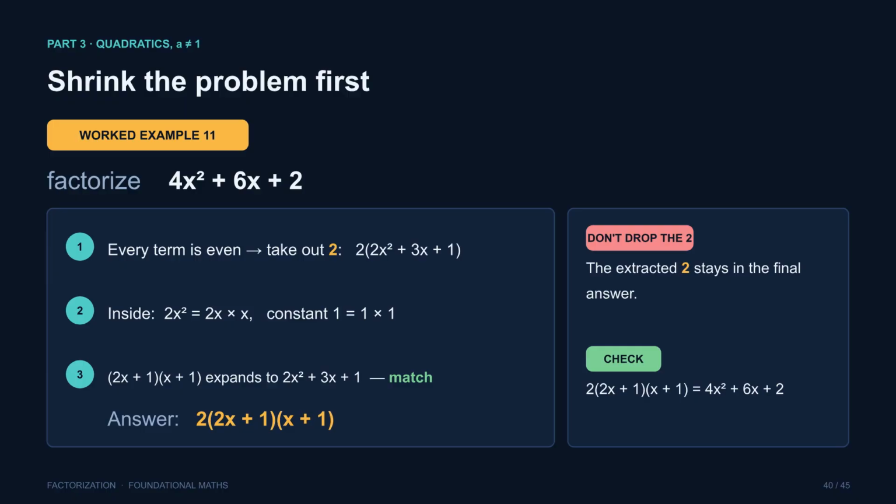Always shrink the problem first. In 4x squared plus 6x plus 2, every term is even. Extracting the 2 leaves us with a simpler quadratic inside. Don't drop that 2. It must remain in your final answer.